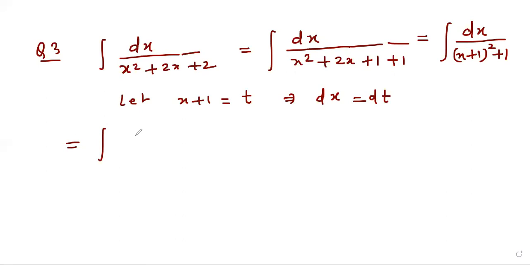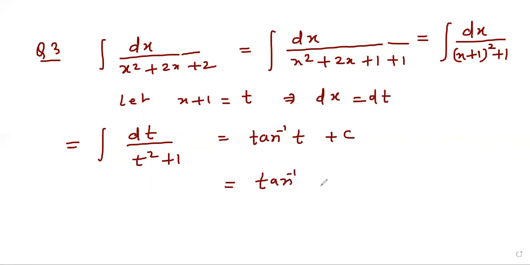It will become integration dt upon t square plus 1, which will be equal to 1 upon 1, 1 upon a tan inverse x upon a. So that's tan inverse t plus c, which will be equal to tan inverse t. T means x plus 1 plus c.